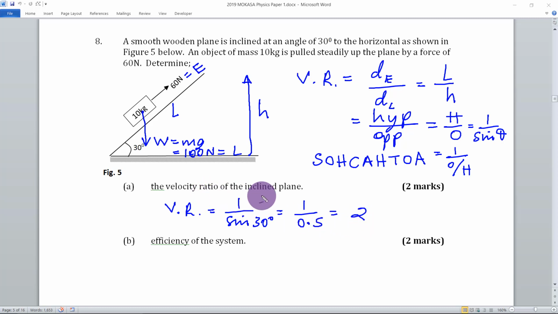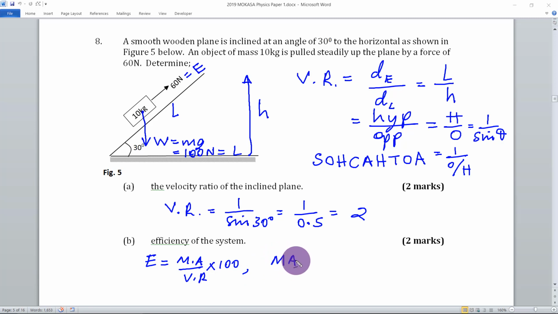And that is the velocity ratio of the inclined plane. Efficiency. Efficiency of any machine is equal to, for this case, we are going to divide the mechanical advantage over velocity ratio times 100.